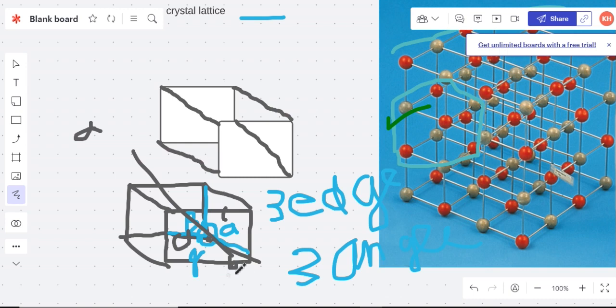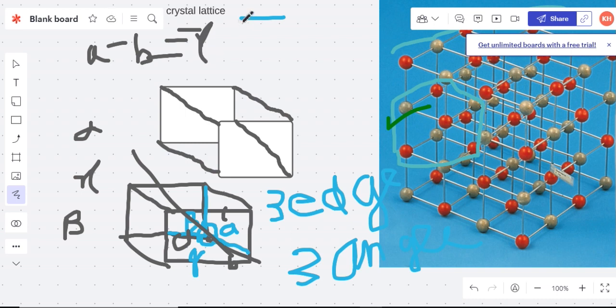The angle between C and A is beta. So I'm repeating again. The angle between A and B is gamma. The angle between C and B is alpha, and the angle between C and A is beta. These are exactly fixed. Right, so this is what I have explained right now.